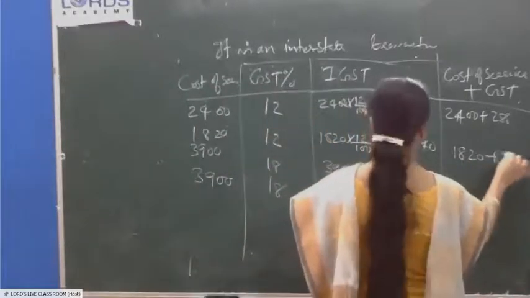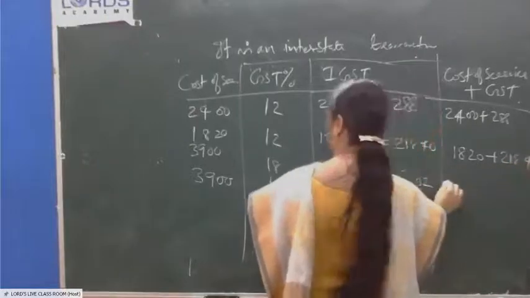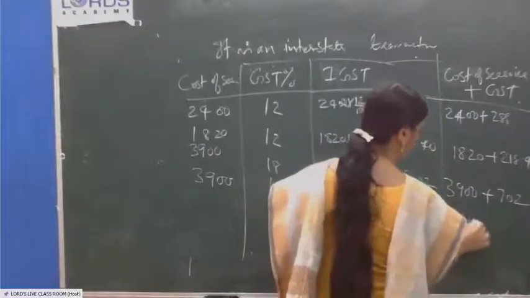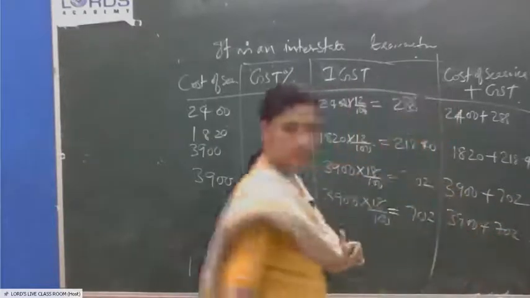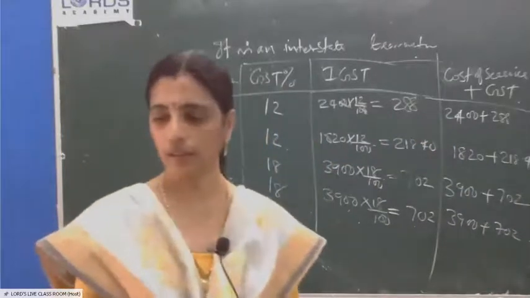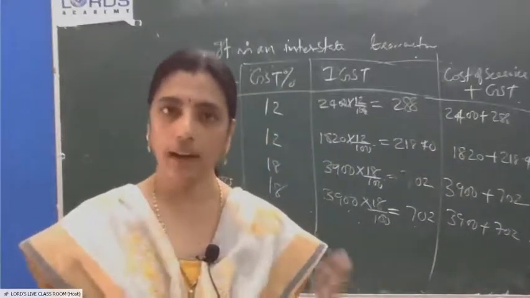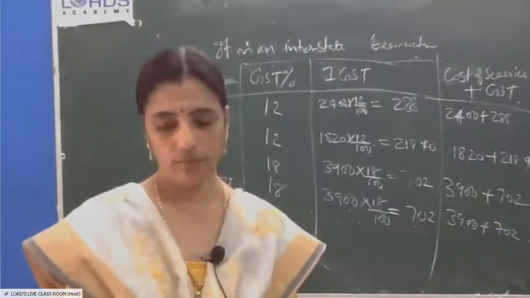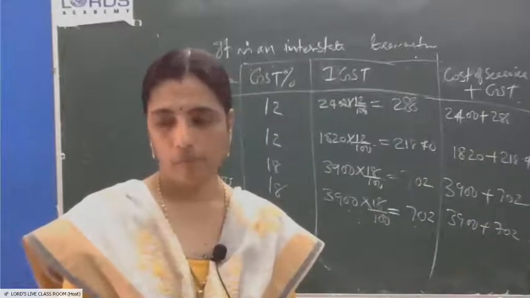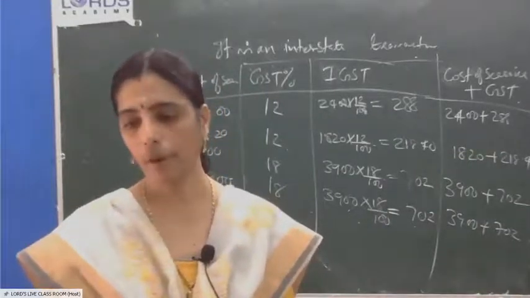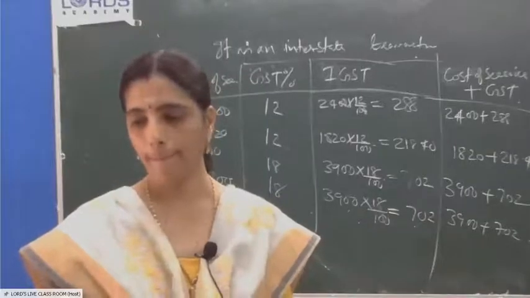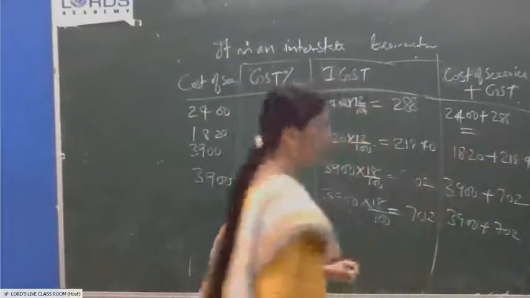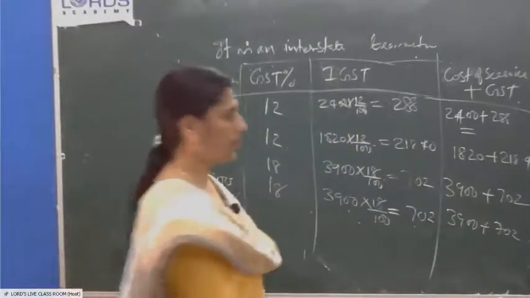1820 plus 218.4. 3900 plus 702. Here also the same. You can do the answers and write them. And that answer you can total, that's the total amount the customer has to pay. That is the amount of the bill. What you will do? What is the answer? 2688.